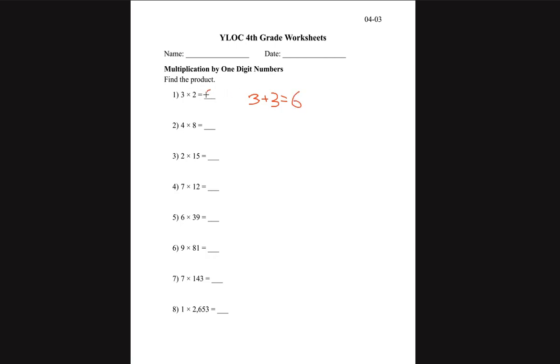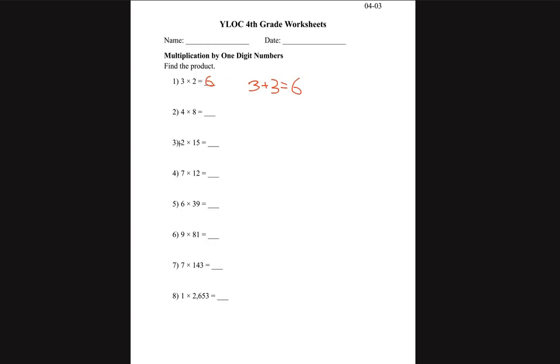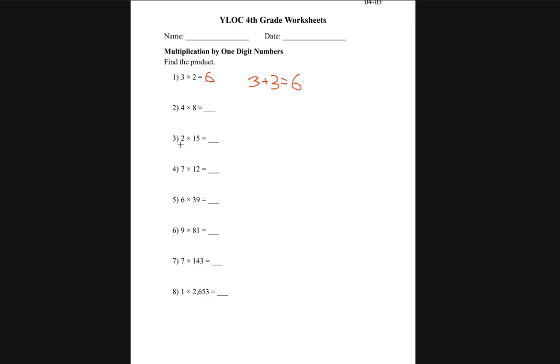So let's look at this one more time then. Let's look at number 3. We have 2 times 15. Instead of writing 2 15 times, we're going to just write 15 plus 15, which is equal to 30. And so that'll be our final answer.